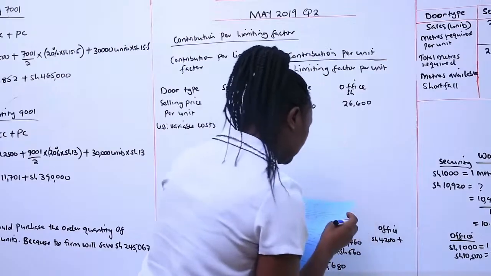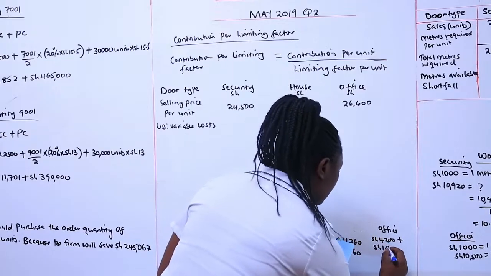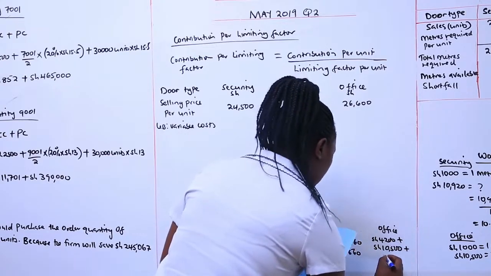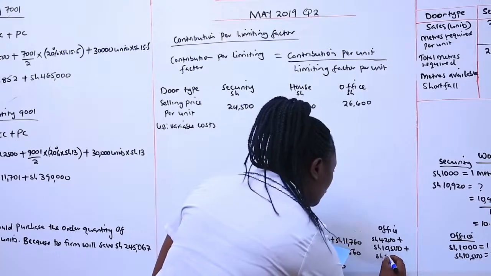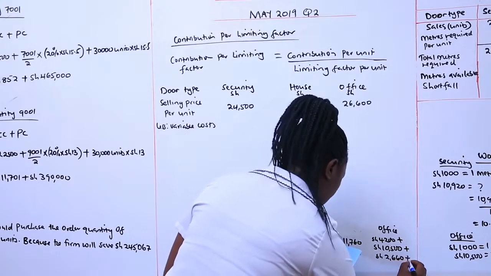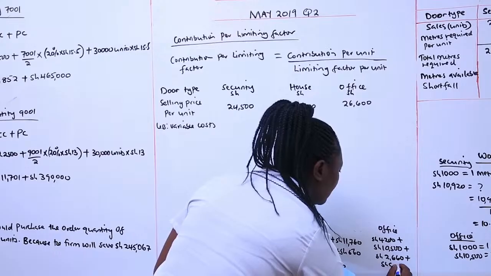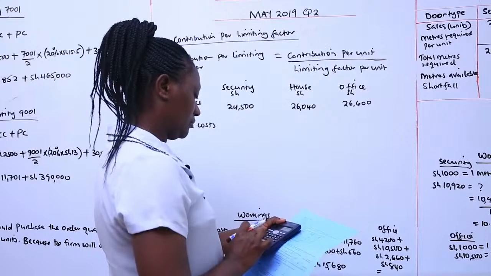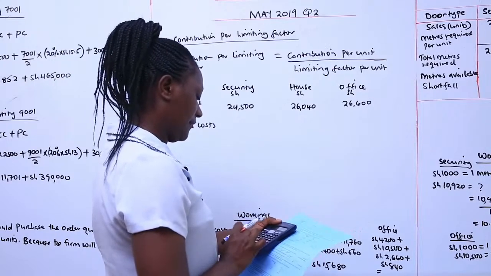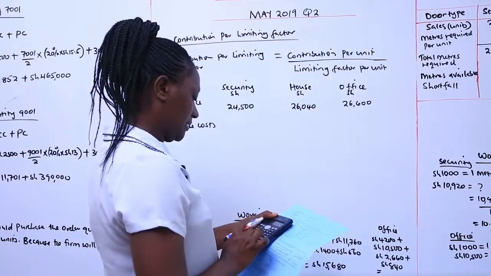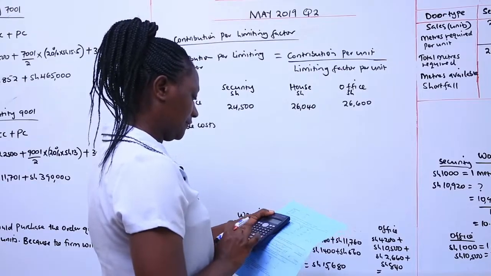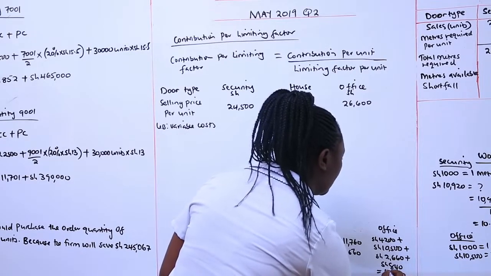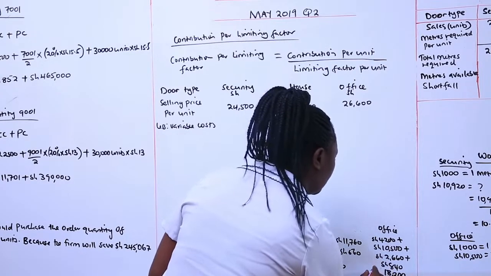And then for office, we have 4,200 plus 10,500 plus 2,660 plus 840, which will equal 4,200 plus 10,500 plus 2,660 plus 840. That is 18,200. 18,200 shillings.